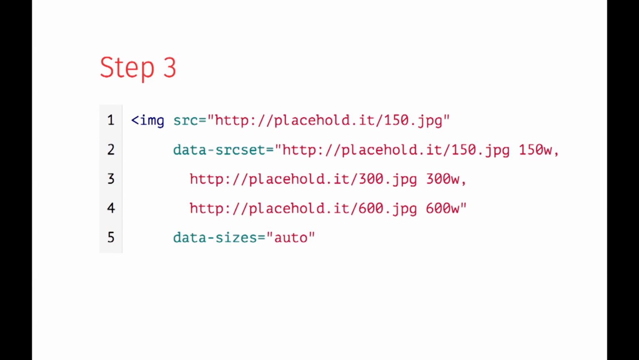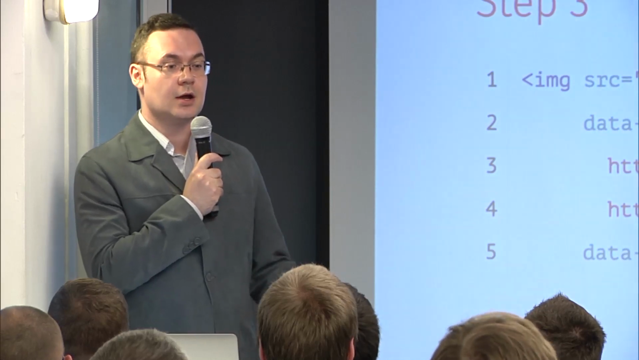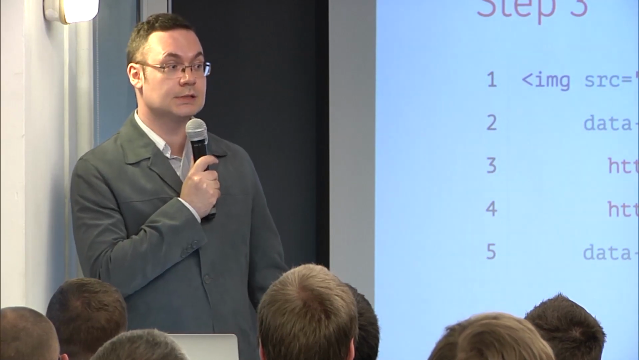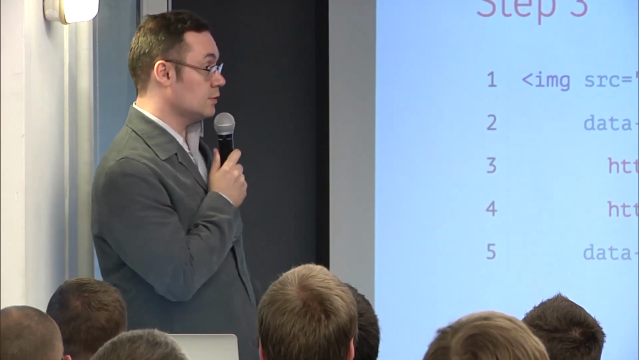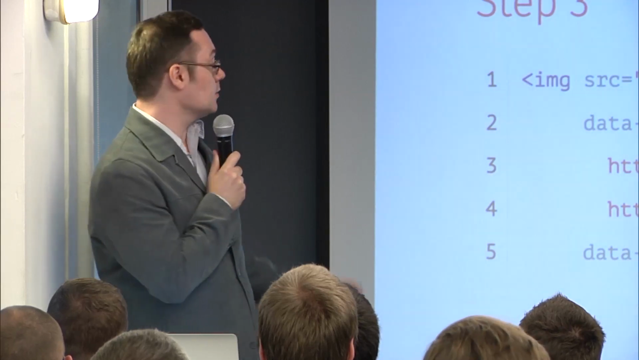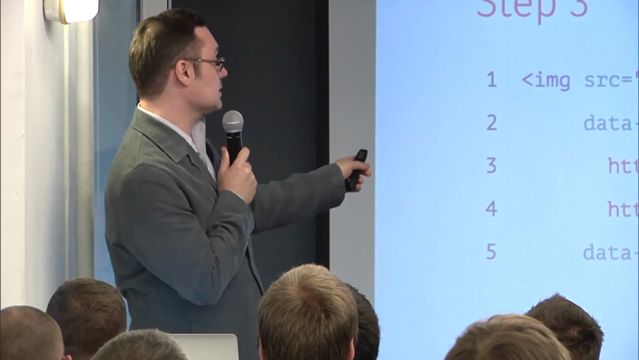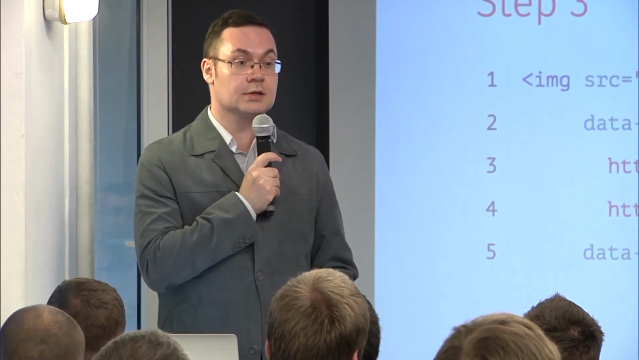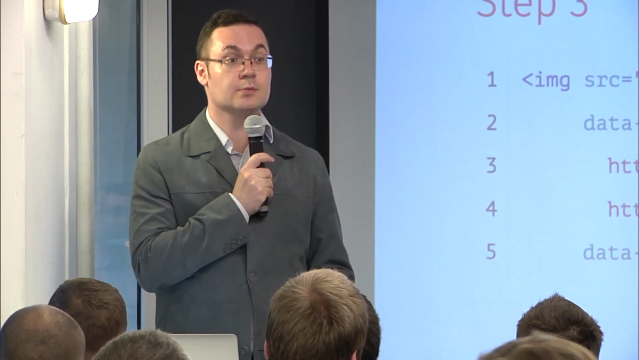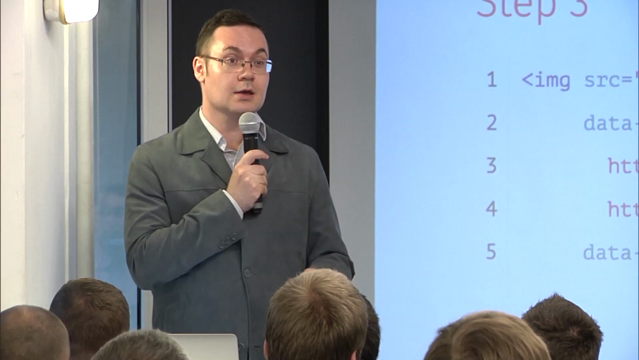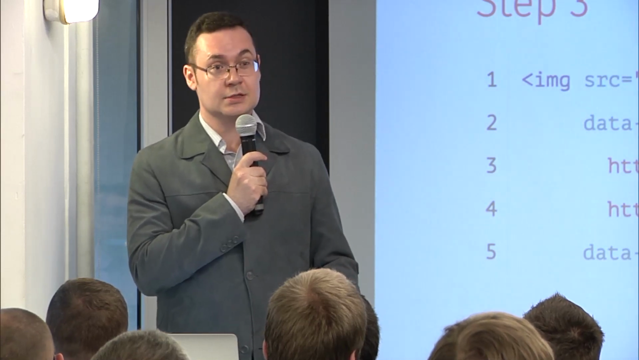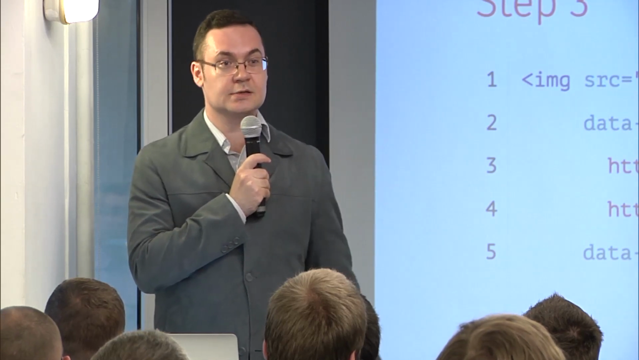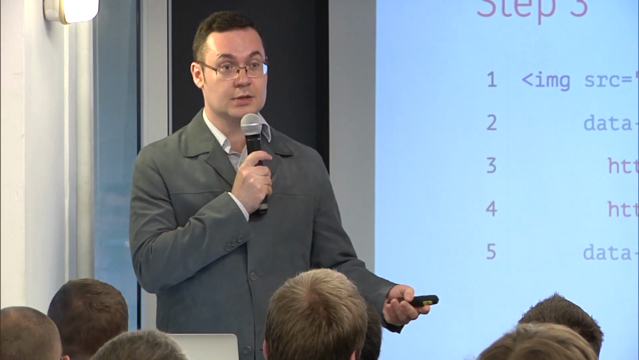But it becomes quite complex if we don't know in advance how big the image will be. I mean, what part of the screen will it take? And the lazy loading library, lazy sizes, comes to the rescue. We can just specify data sizes auto, and the library will automatically calculate the required width based on the width of the parent element. So we can just set the image size to 100 percent and specify the width on the parent element, and it just works.